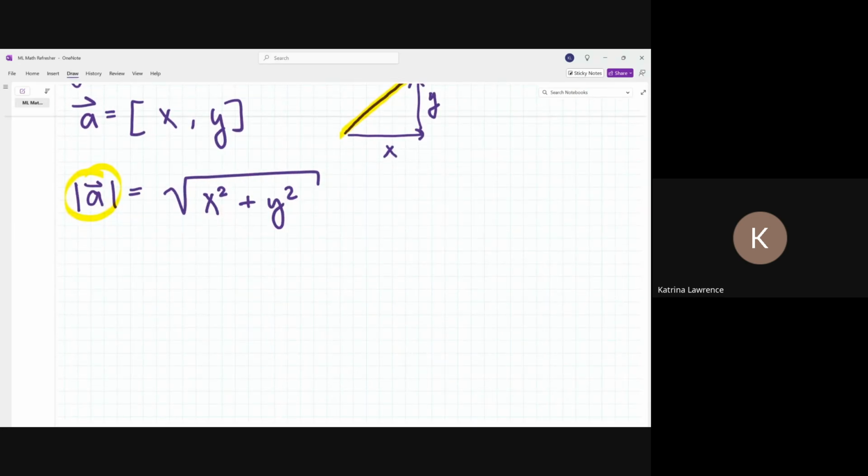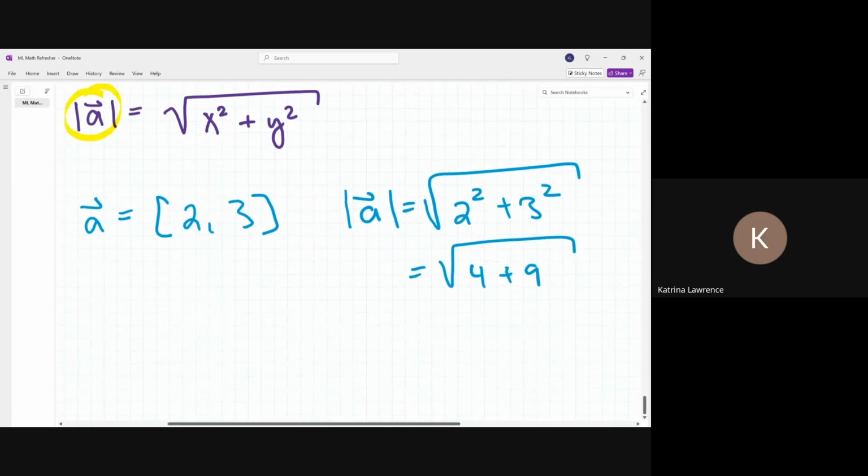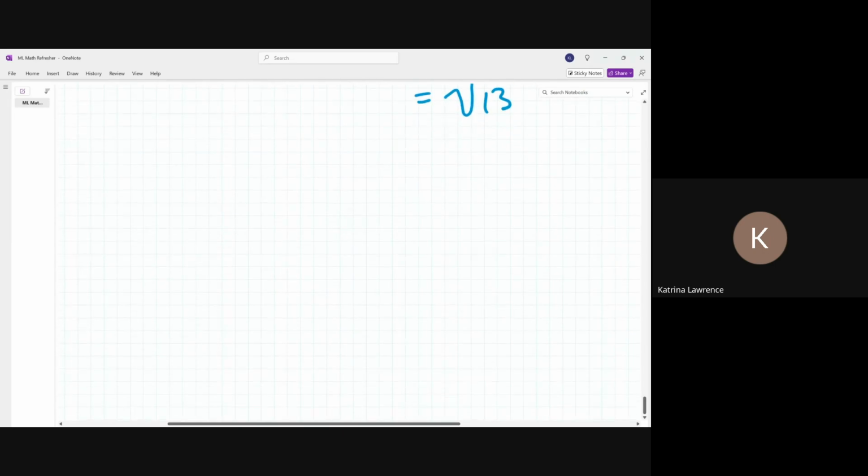So if we do a very quick example, let's say A equals 2, 3, then the magnitude of A here would equal the square root of 2 squared plus 3 squared. So we've got the root of 4 plus 9. As a result, we've got a root of 13 right over there. And that would be the magnitude. This is just the size. Okay, so now we're going to move on to the second type.